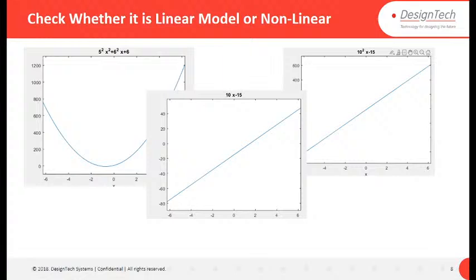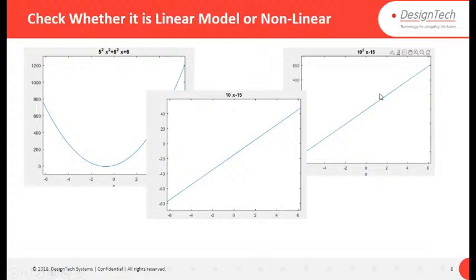So check whether it is a linear model or non-linear. The first one which you see here is 5 square. The 5 is what? That is a model parameter. 5 square plus 6 square x plus 6. That is a non-linear regression, and my mathematical model is also non-linear in this case. Now see this, in this case 10 is linear, right? And 15 is also a regression coefficient. Both are added linearly. So in this case, regression is linear and my equation is also linear, right?